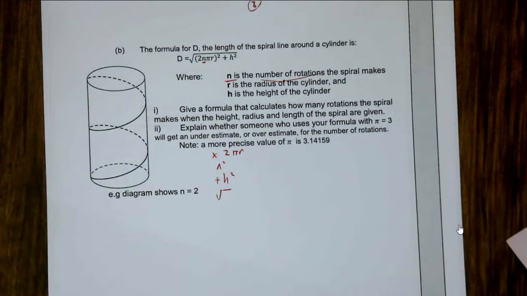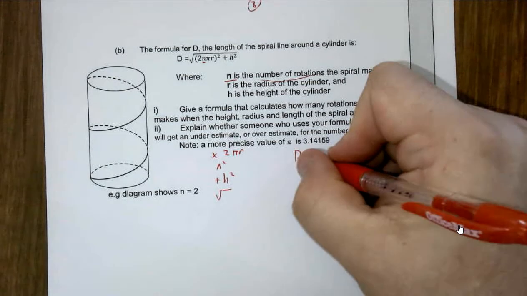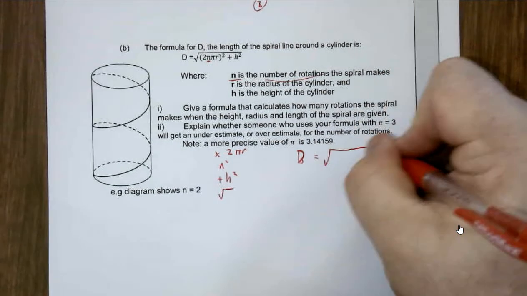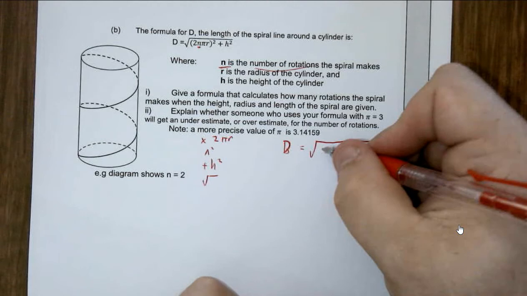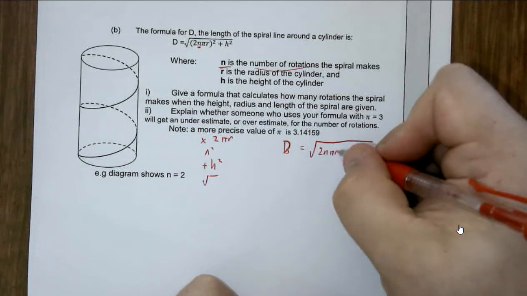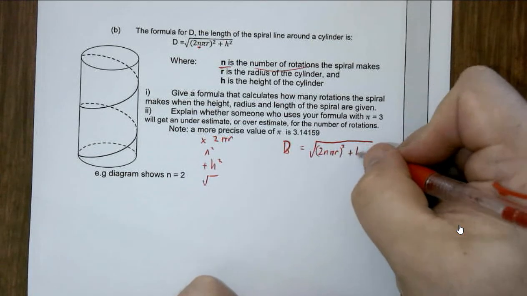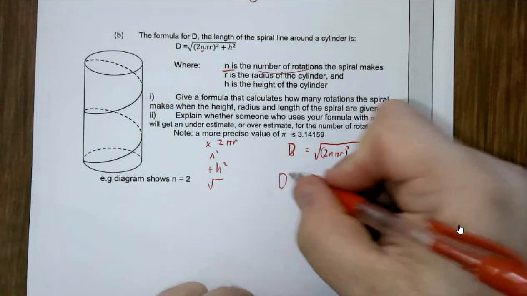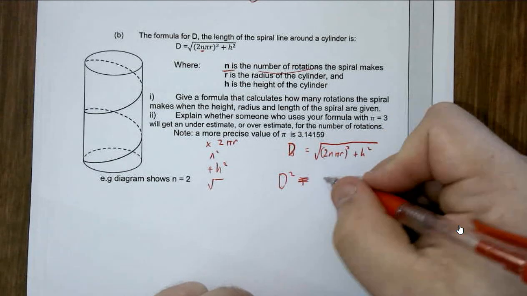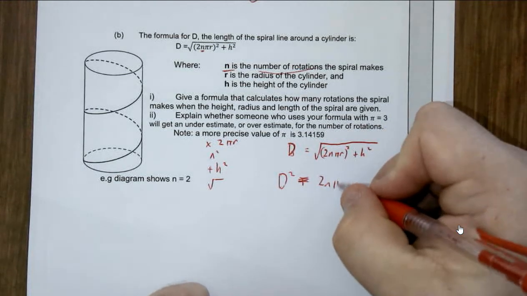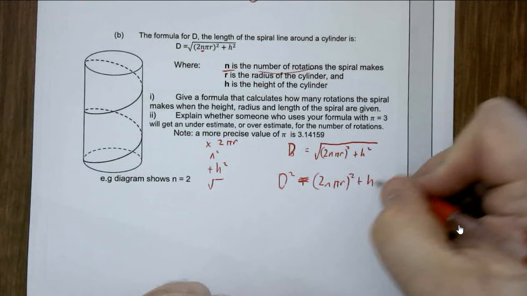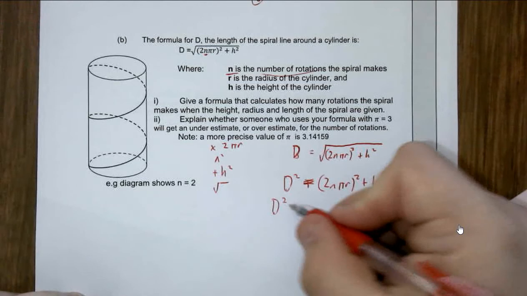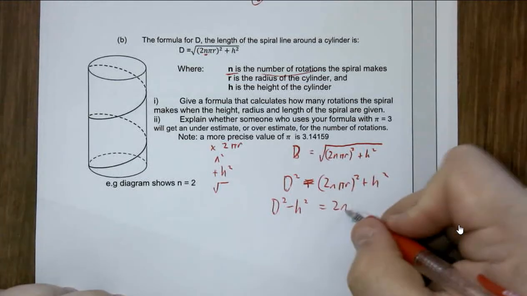So we're going to do that backwards. We're going to go backwards, and at each step we'll just reverse the operations in reverse order. Right, working backwards, what's the opposite of a square root? Squared. So we'll square both sides. d squared equals 2n pi r squared plus h squared. What's the opposite of plus h squared? Minus h squared equals 2n pi r all squared.